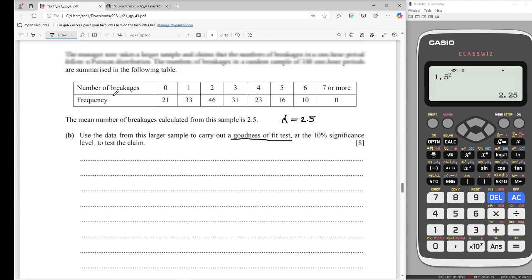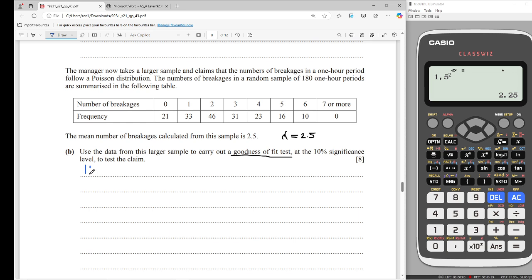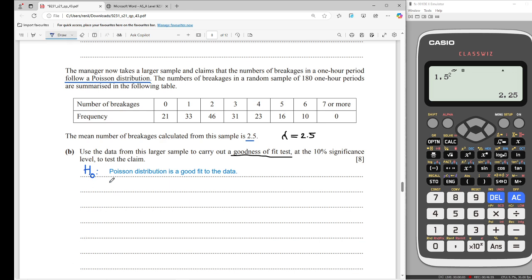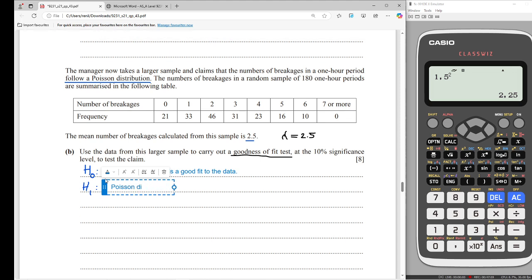So step 1, hypothesis. I will represent this in blue ink. So H null, the null hypothesis should state that the claim is that the data follow a Poisson distribution, and 2.5 is the thing. So that means Poisson distribution is a good fit to the data. That's what H null states. Now H1, which is our alternative hypothesis, will just state the direct opposite, which is Poisson distribution is not a good fit to the data. Okay, so this is our hypothesis.